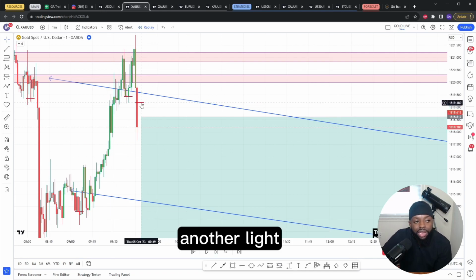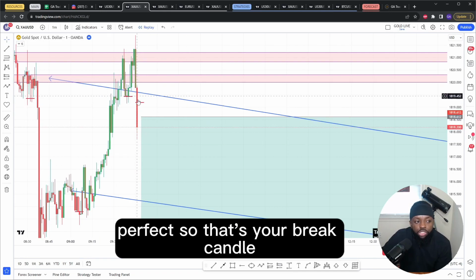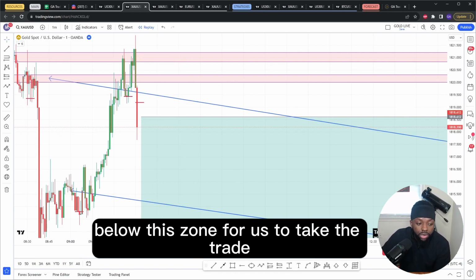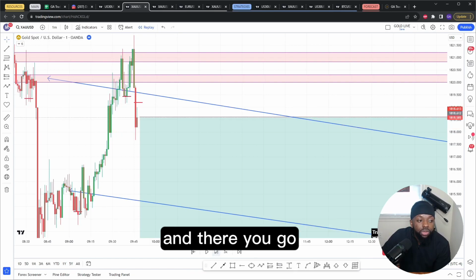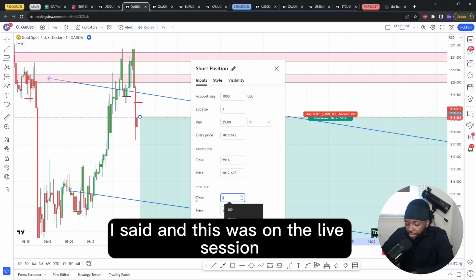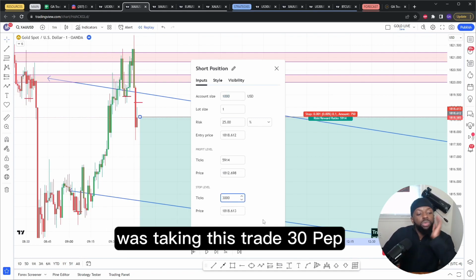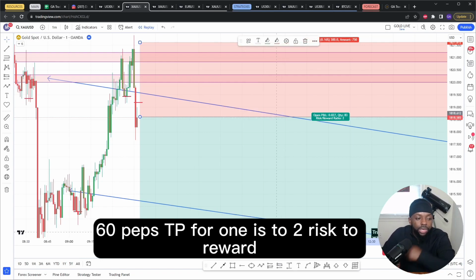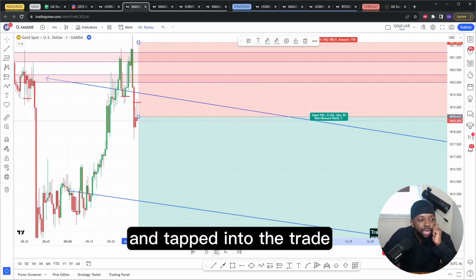Okay, another live SAR is formed. Perfect, so that's your break candle. We need the next 1 minute candle to close below this zone for us to take the trade, and there you go, the candle closed below here. So in this instance, and this was on the live session, I took this trade with a 30 pip stop loss and 60 pips TP for 1:2 risk to reward, and tapped into the trade right there.